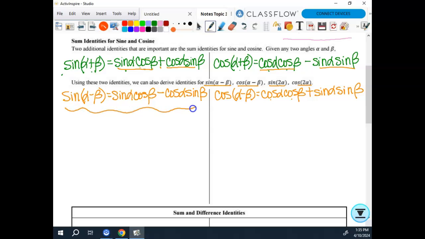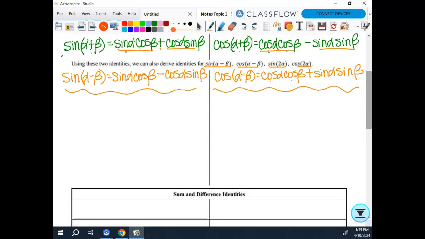All right, so that's the sum and difference. Now let's use this to come up with our double angle identities.